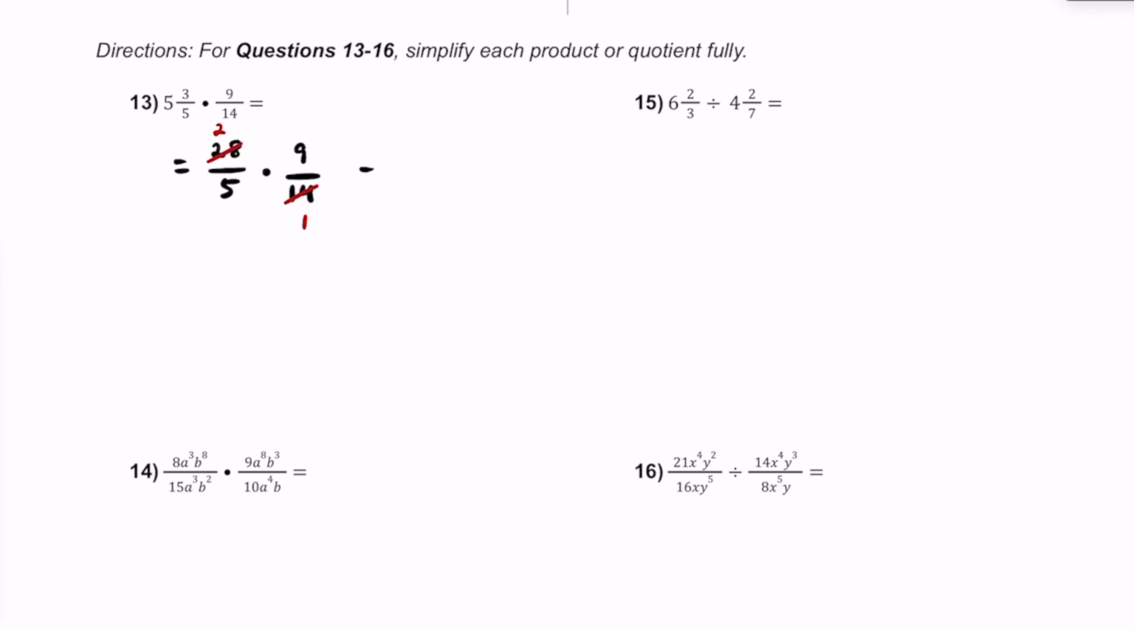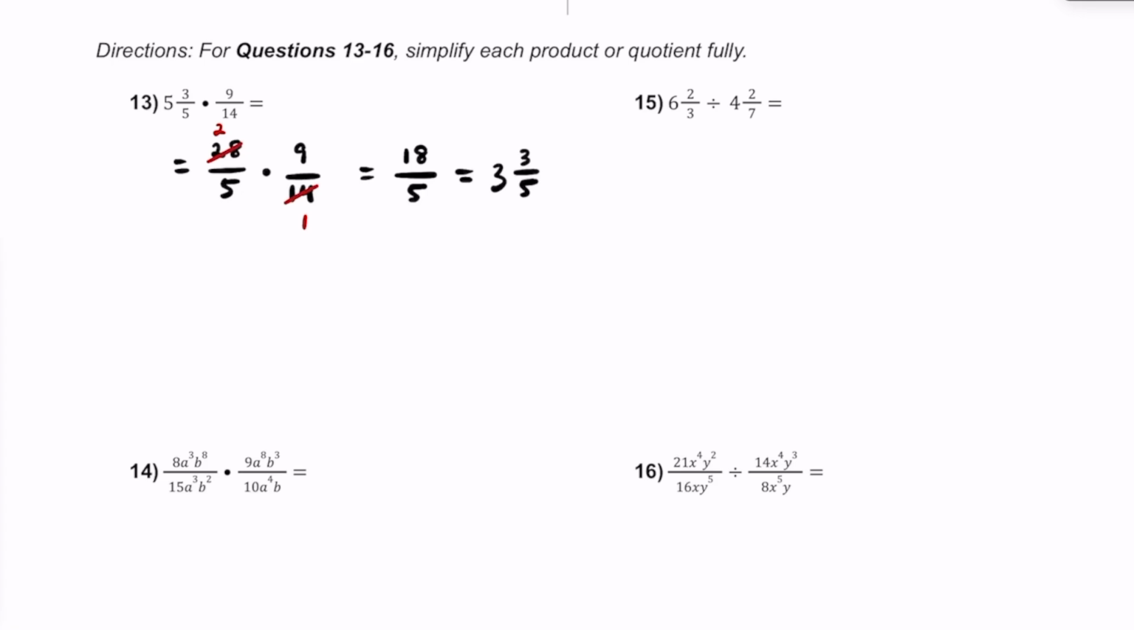And then if you go ahead and check for seeing if we can cancel anything else out, I don't think we can. I don't see any other common factors besides 1. So 2 times 9 is going to be 18. 5 times 1 is going to be 5. And then if we go ahead and turn this into a mixed number, 5 goes into 18 3 times, with 3 left over, right? So it's going to be 3 and 3/5.